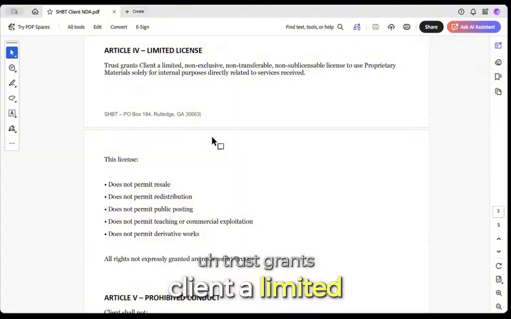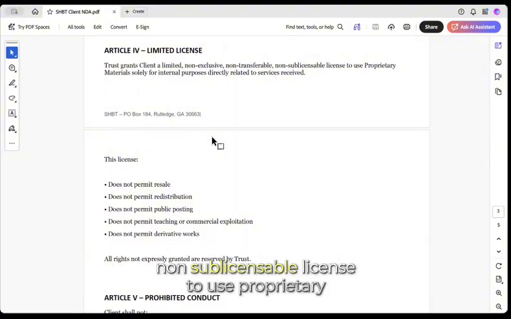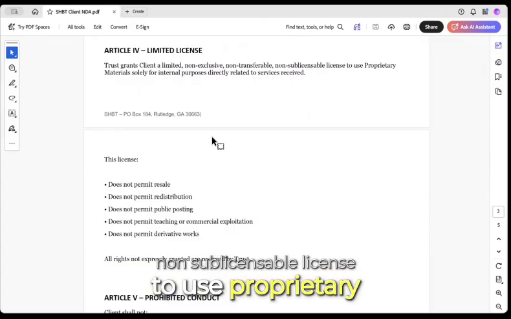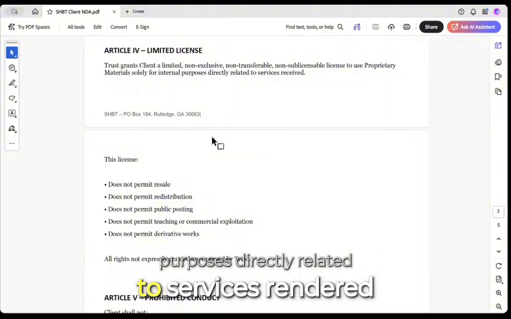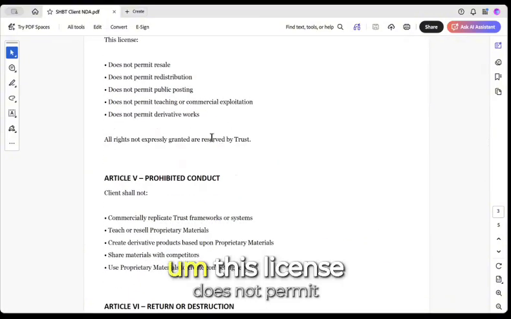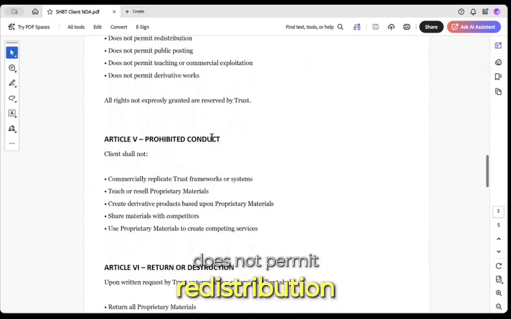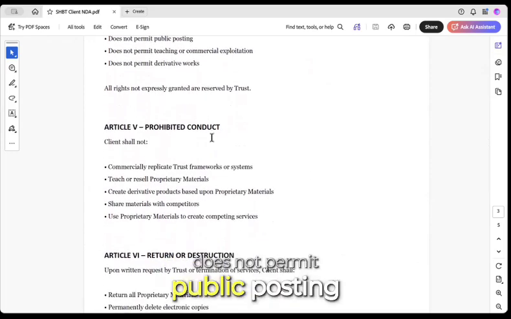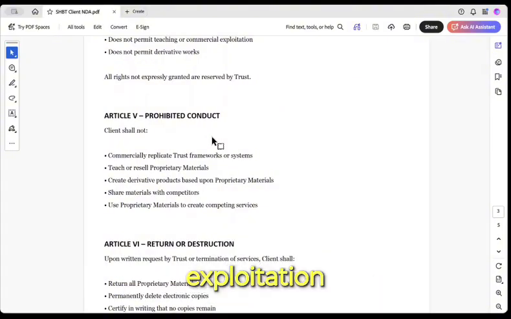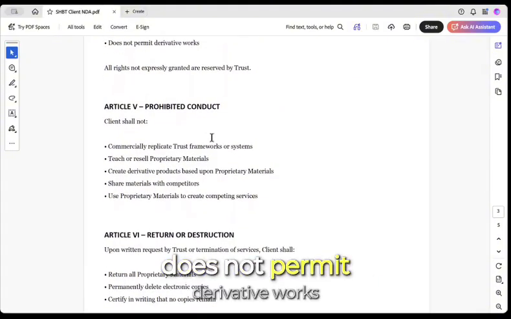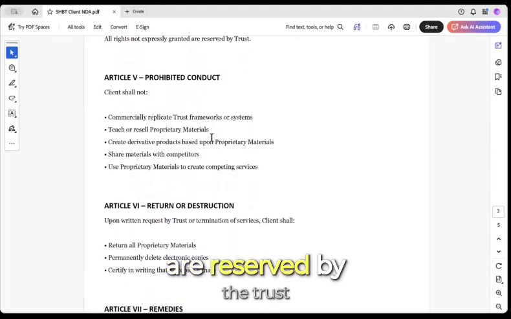Trust grants client a limited, non-exclusive, non-transferable, non-sublicensable license to use proprietary materials solely for the intended purposes directly related to services rendered. This license does not permit resale, does not permit redistribution, does not permit public posting, does not permit teaching or commercial exploitation, and does not permit derivative works. All rights not expressly granted are reserved by the trust.